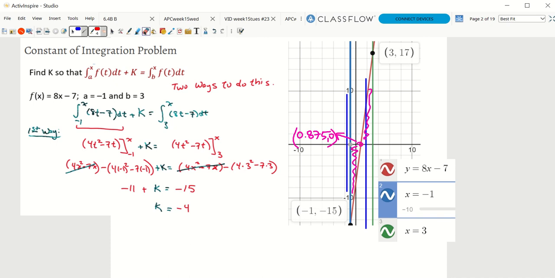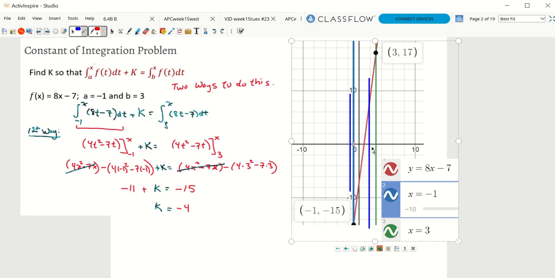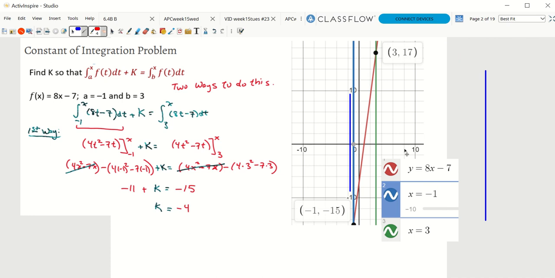This problem right here is actually simple, but can be confusing conceptually. So let me clear it up conceptually first before we start talking about the procedures. The procedures are actually pretty easy. It's asking: find k so that this plus k equals that. The challenge with this is just understanding what it's asking.